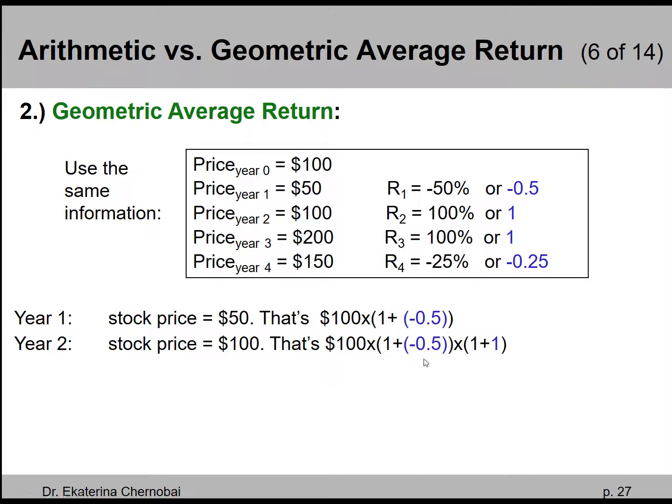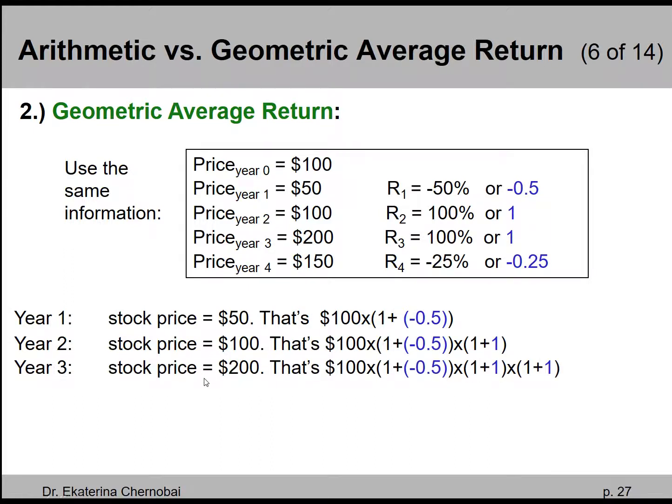Why is it not 1 plus R? Why do we have two multiplication terms? That's only because the return is not the same every year. It's a 50% decrease in year one and a 100% increase in year two. So we write them down sort of separately. Now, year three, stock price is 200, which is given.